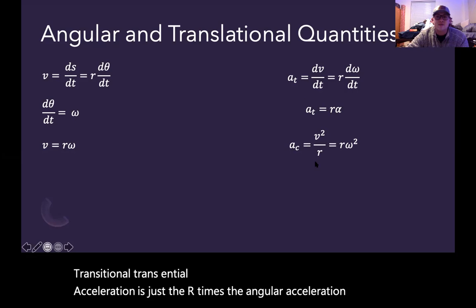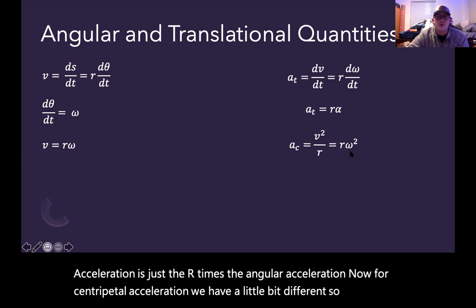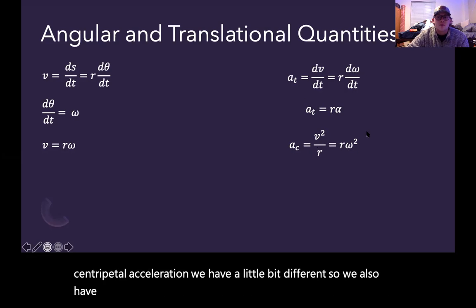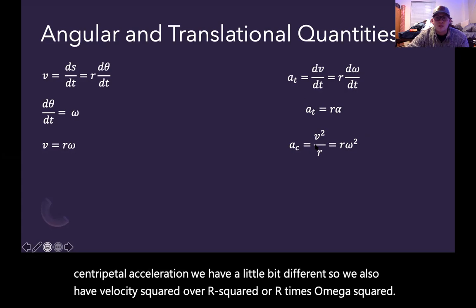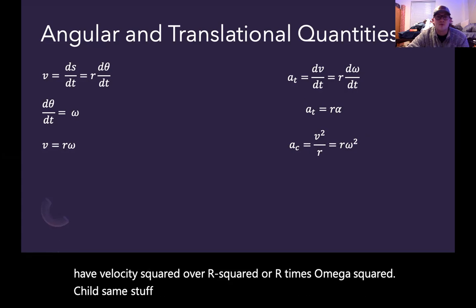Now, centripetal acceleration is a little bit different. We have velocity squared over r, or r times omega squared. It's all the same stuff. It's pretty simple.